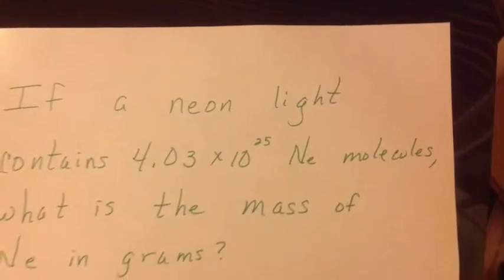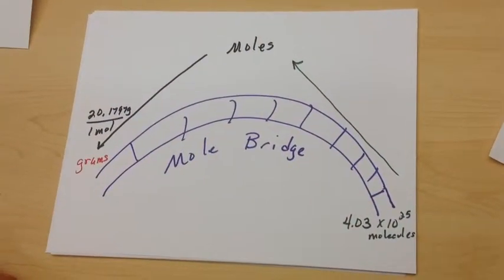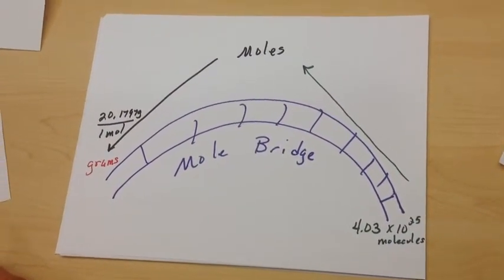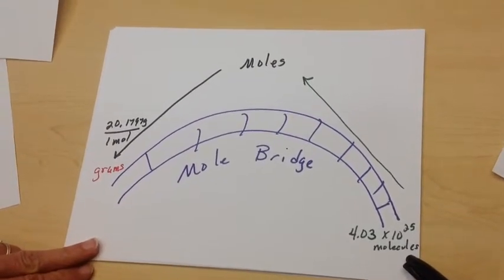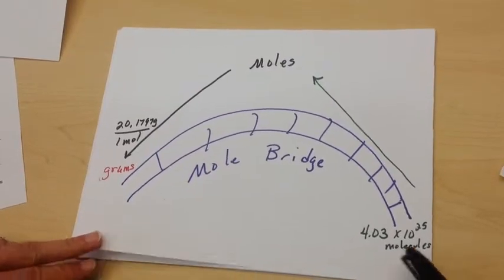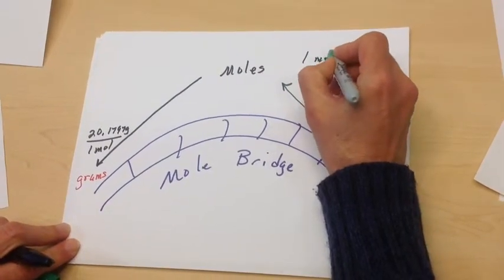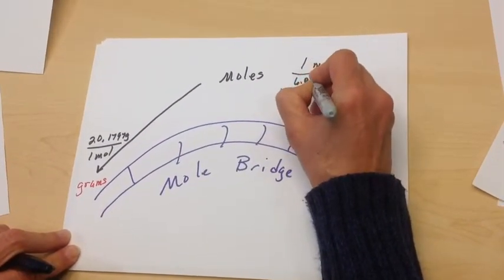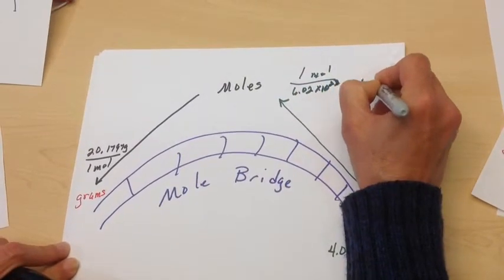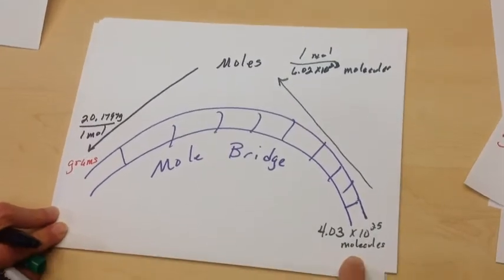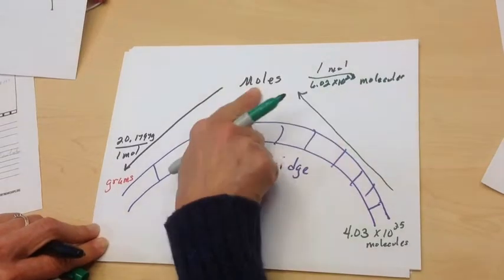If I have 4.03 times 10 to the 25th neon molecules, how many grams do I have? Okay, so from my problem, I start with what I was given. So what was I given? I was given number of atoms. So I have 4.03 times 10 to the 25th atoms or molecules. So I know that my conversion rate then would be 1 mole goes to 6.02 times 10 to the 23rd molecules. So I take what I know, this is in the top, so molecules is in the top, my conversion factor now needs to go in the bottom. Then I'm going to get to moles.